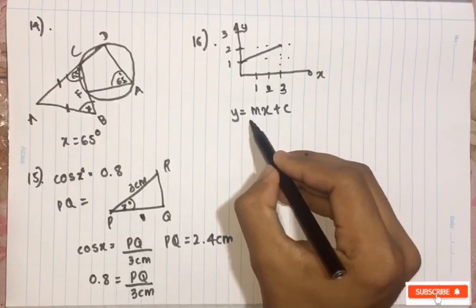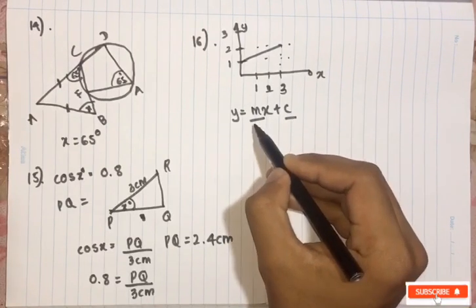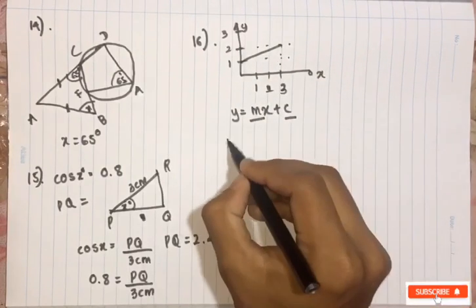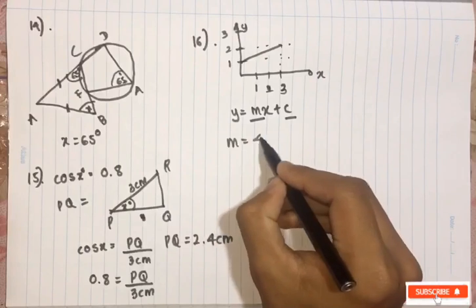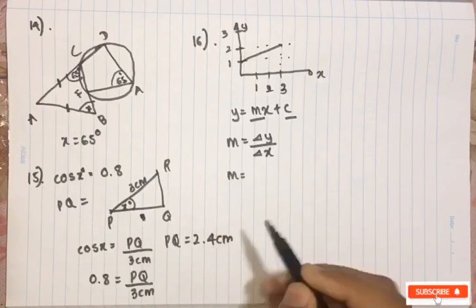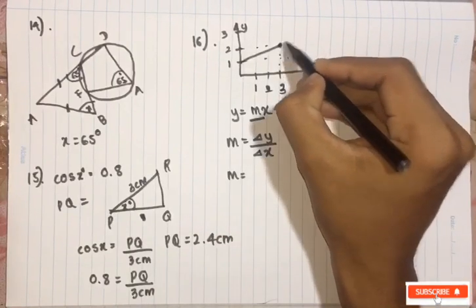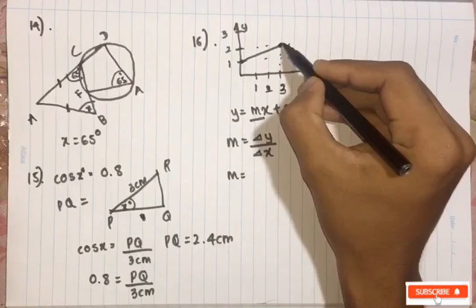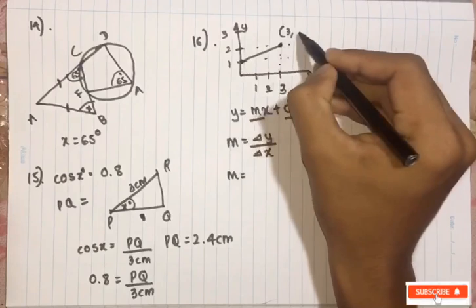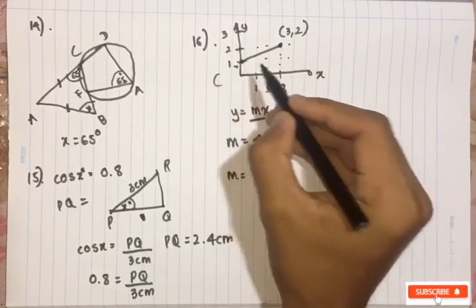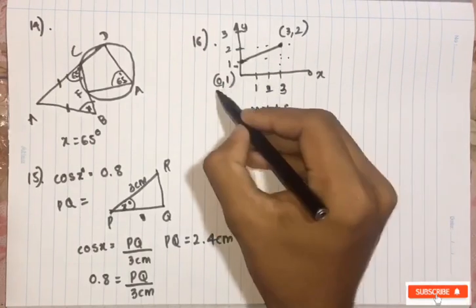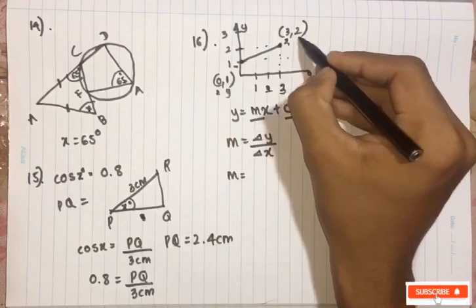Now here you have to find m and c. What is m? That is the gradient. You have to find the gradient and the intercept of this equation. Okay, let us find the gradient. What is the gradient? The difference in y over the difference of x. Now let us take these 2 points of the line. What is the coordinate of this point? X is equal to 3, y is equal to 2. What is the coordinate of this point? That is x is equal to 0, y is equal to 1.